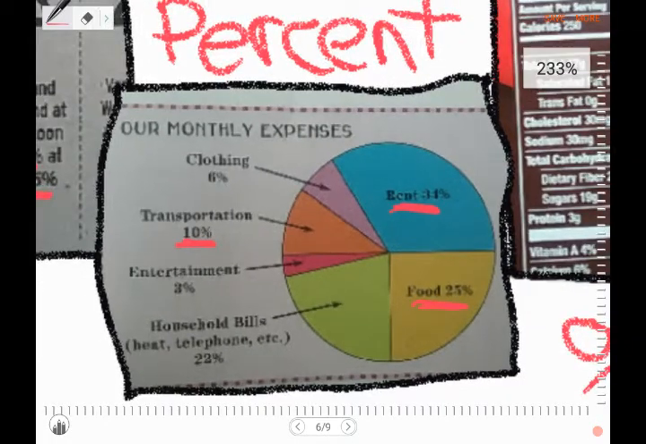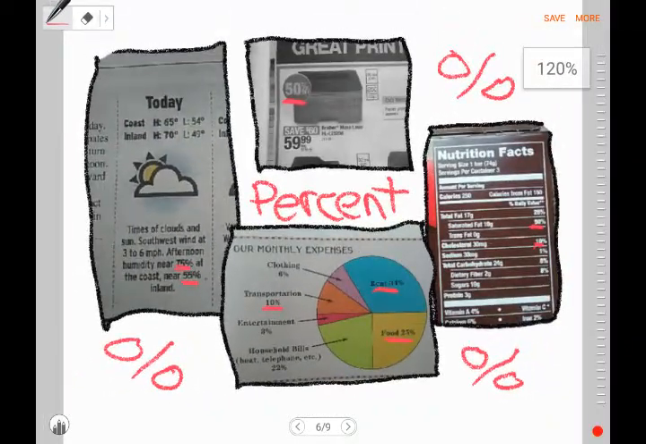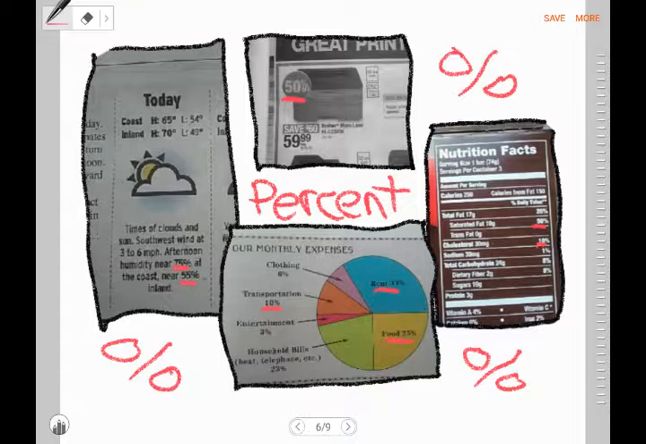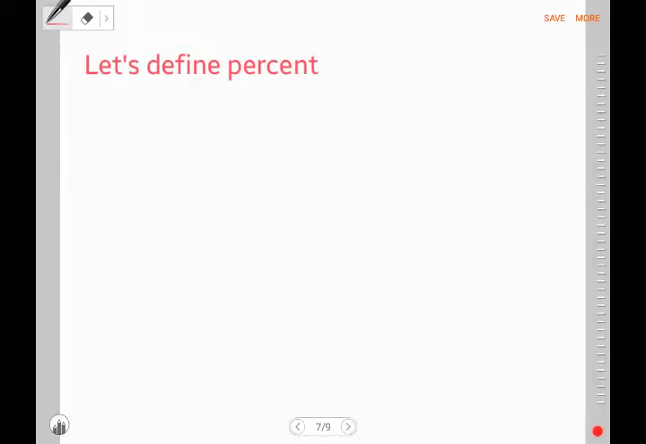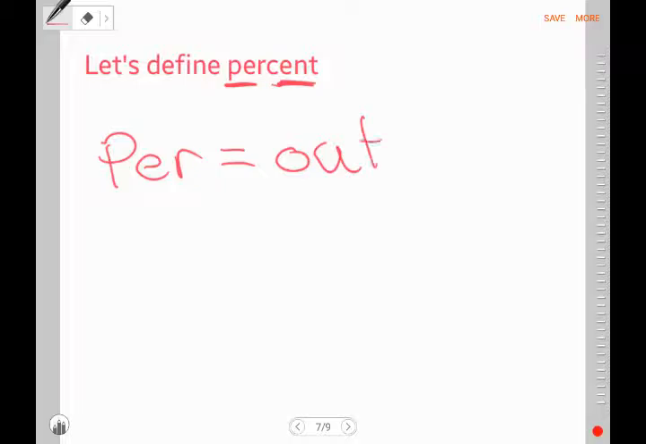So everywhere we look, things are given in terms of percent. And that's because people understand percents. So let's look at what this word means. Let's break it down into two parts, per and cent. We recognize the word per from when we were studying ratios. Per simply means out of.